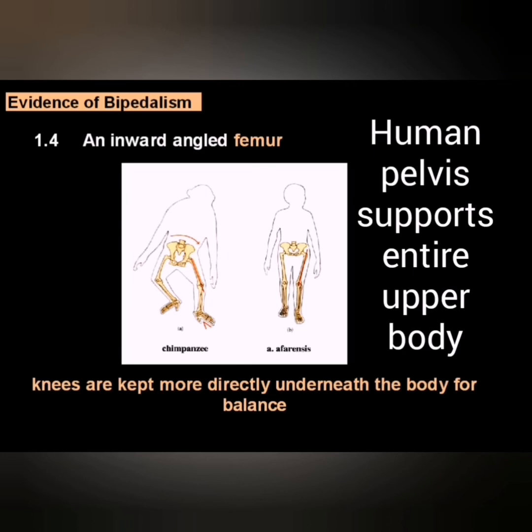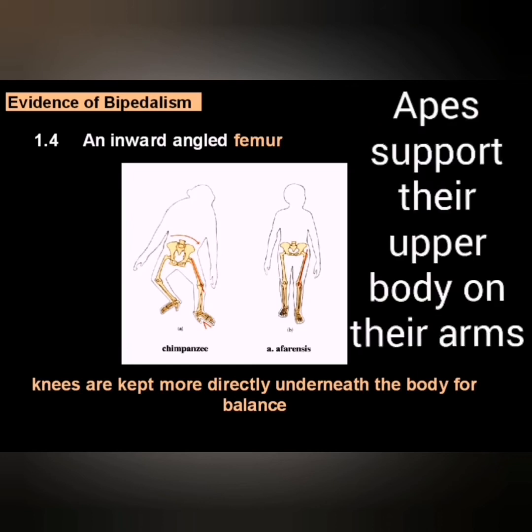In other words, the body is carried on top of the legs, while with apes, it's different. They're not made to walk upright, so their hips don't have to carry the entire upper body weight. They lean forward with their upper body, and there's very little weight on the pelvis.